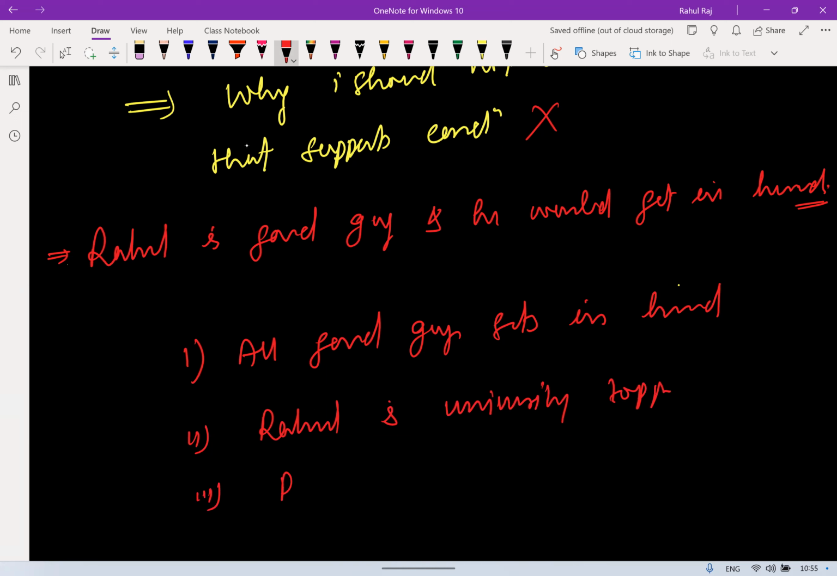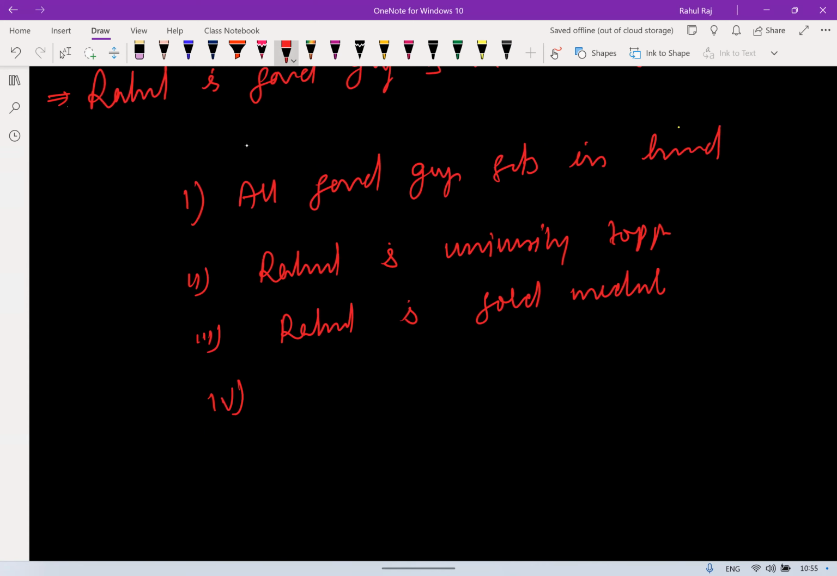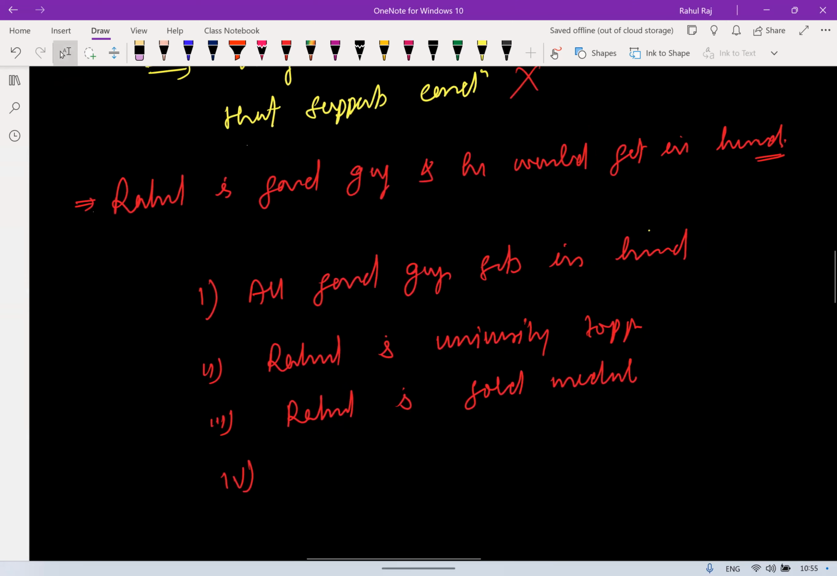Third is Rahul is a gold medalist. And fourth is, let's say, Rahul is a math Olympiad topper, and there will be 5 options. But now when I have written this argument, Rahul is a good guy and he would get into Harvard. Now these are the options that are presented in front of you.